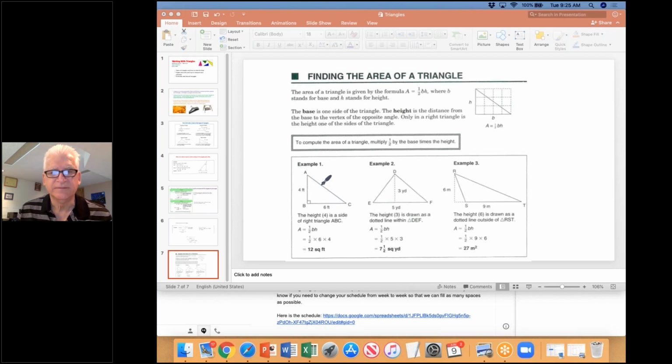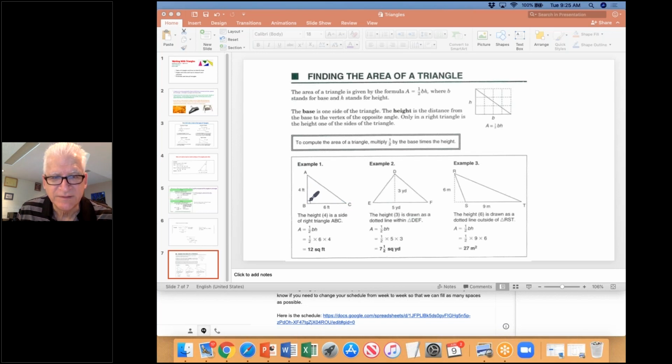However, we're not trying to find the area of a rectangle, we're trying to find the area of a triangle. So the formula for finding the area of a triangle is given by 1/2 the base times the height, where b is the base and h is the height. So in the case of example 1 here, we have a base from B to C of 6 feet, and we have a height of 4 feet.